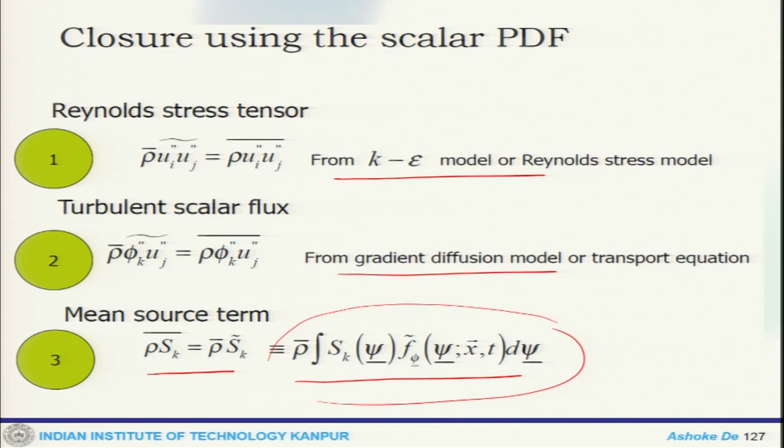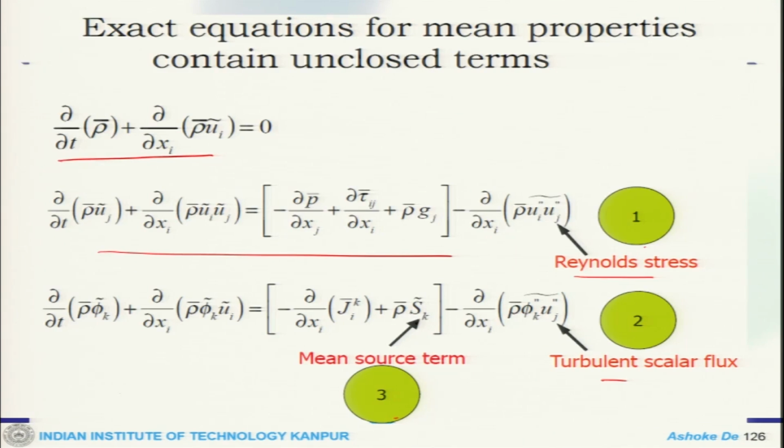Now when you close them, previously we have already seen that to close this term we use some turbulence model. So here also, if you are only using the scalar PDF approach, then use the turbulence model or any RANS model to close it. For the scalar flux we can use the gradient diffusion model, and only the reaction source term we can close using the scalar PDF information. So then all the terms sitting here, the unclosed terms, become closed.